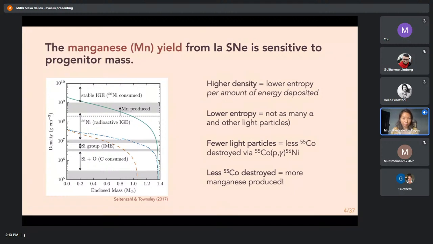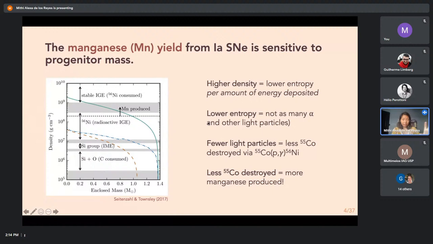Manganese tends to be produced at higher concentrations in more dense regions. And you can actually see that here. So here I'm plotting the overall density as a function of the enclosed mass of a white dwarf. And you can see that as soon as you get above this density cutoff, this dotted line here, this is where we start to make a lot of manganese.